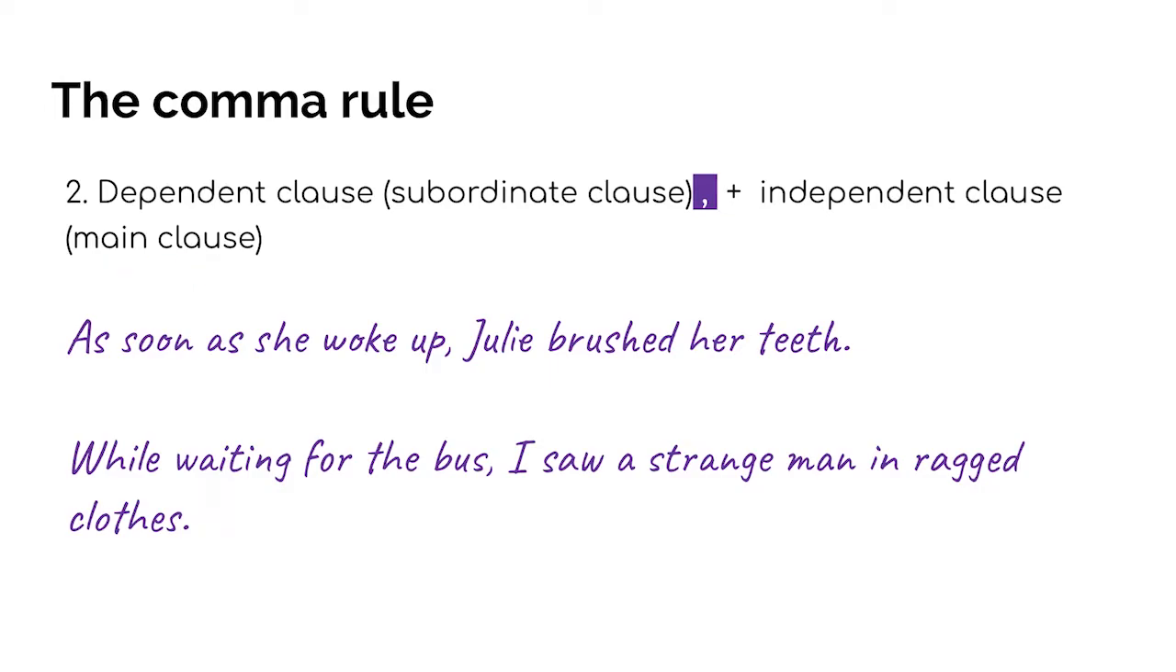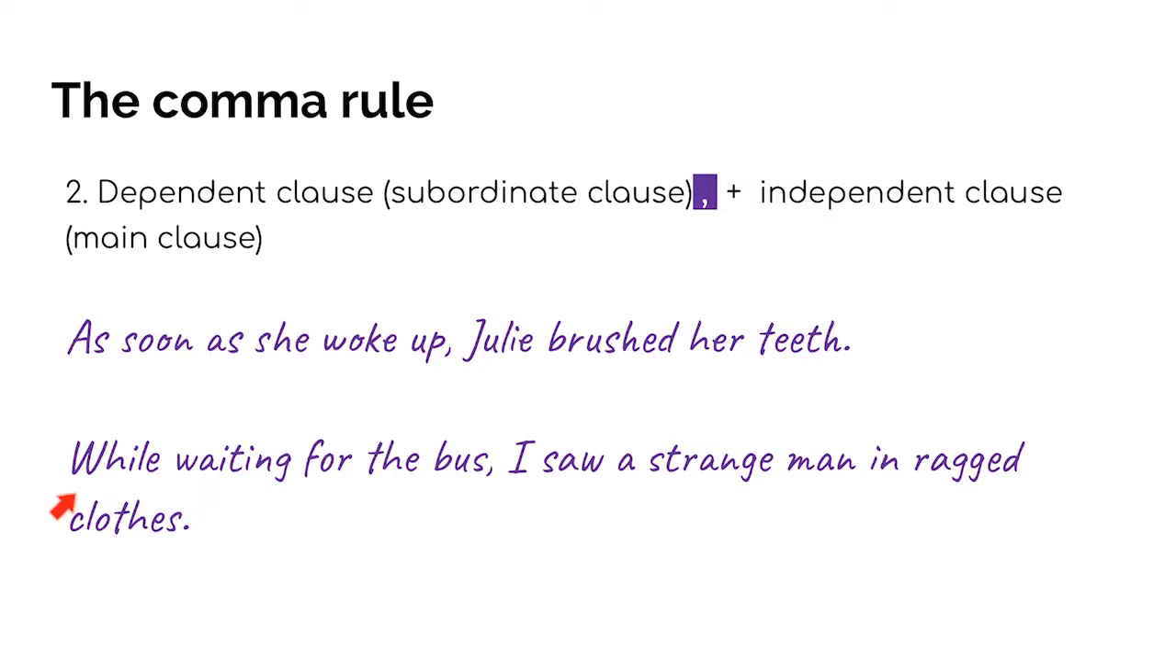Now, previously we wrote, Julie brushed her teeth as soon as she woke up. But look at this one here. We started with our dependent clause. As soon as she woke up, comma. Always remember to add a comma if you begin your complex sentence with the subordinate clause. Then, Julie brushed her teeth. As soon as she woke up, Julie brushed her teeth.